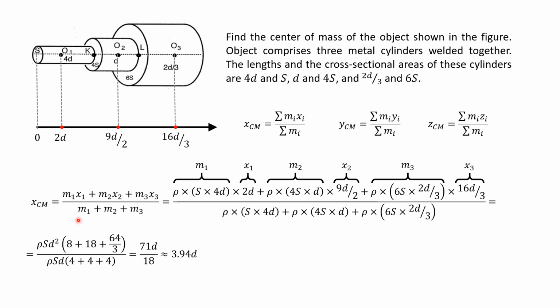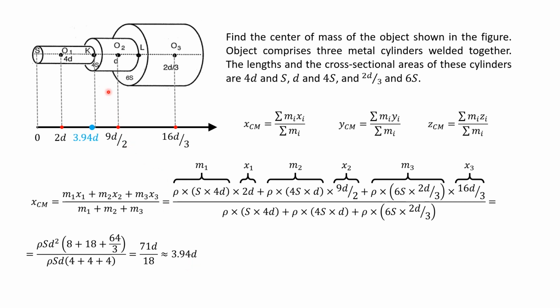If we do this, we are left with 8 plus 18 plus 64 over 3, and then at the bottom inside the bracket we have 4 plus 4 plus 4. Rho, area, and D cancel out and leave one D here, so you end up with 71D over 18, which works out to be 3.94D.